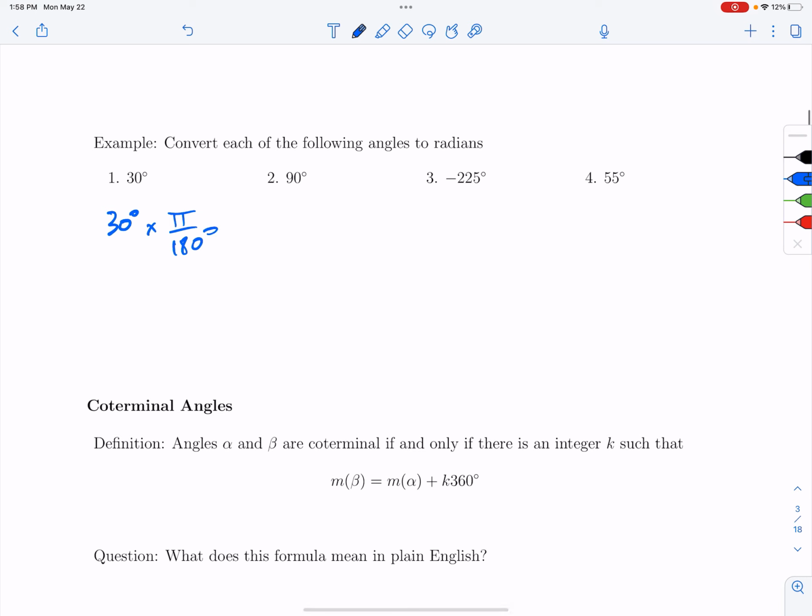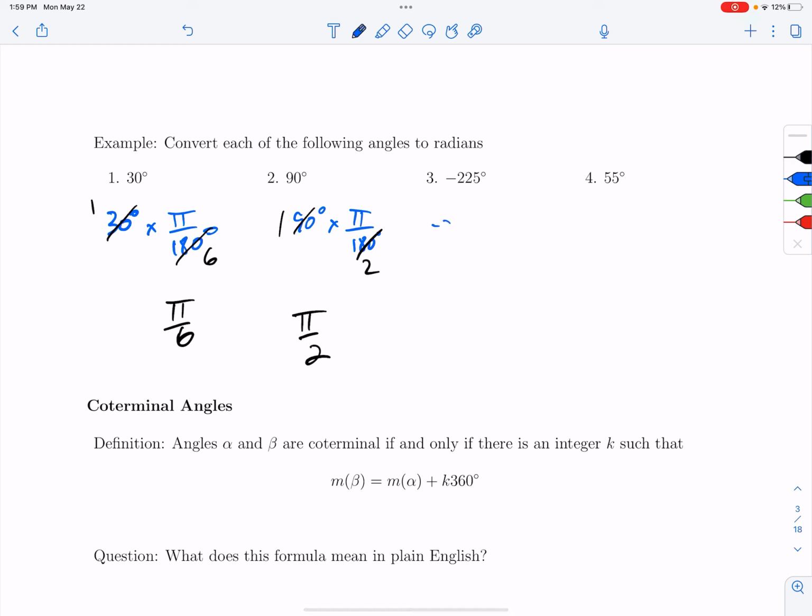So I can cross cancel 30 degrees and 180 degrees. I can divide them both by 10. I could get 3 and then 18. Or I can actually divide these both by 30. So this gives me 180 divided by 30 is 6. So I just end up with pi over 6 here. 90 degrees, if I convert that into radians, 90 and 180, I can divide those both by 90. I get 1 over 2. So this is just pi over 2.